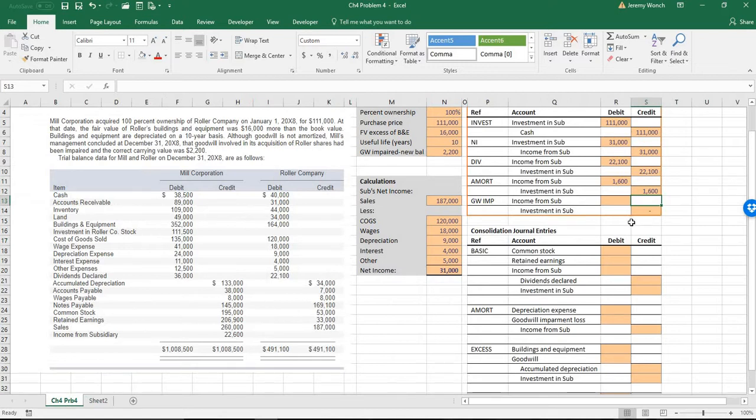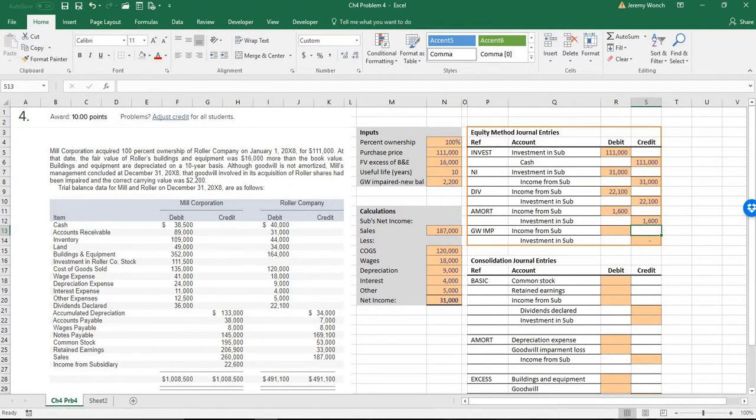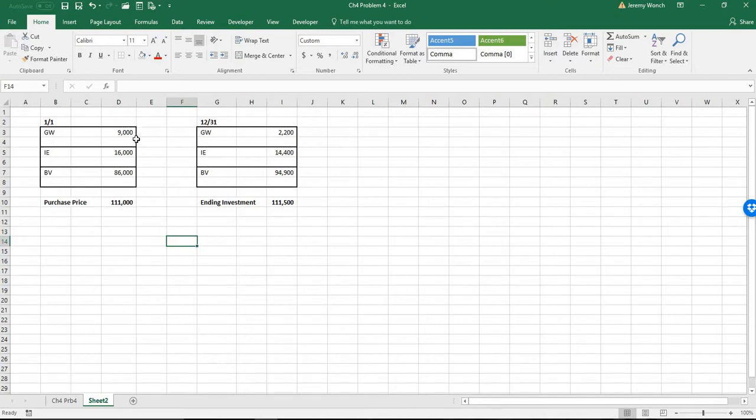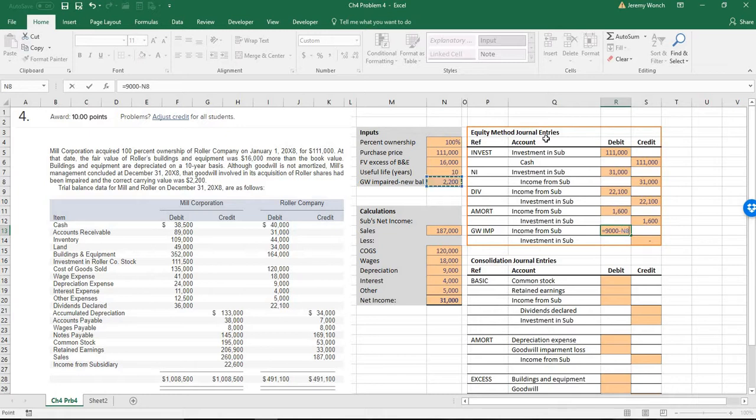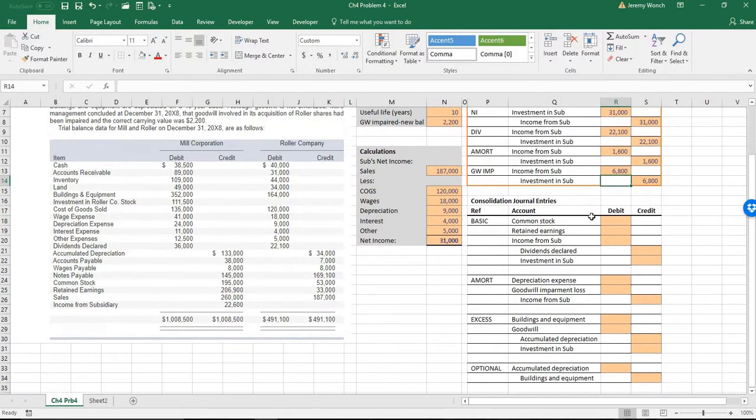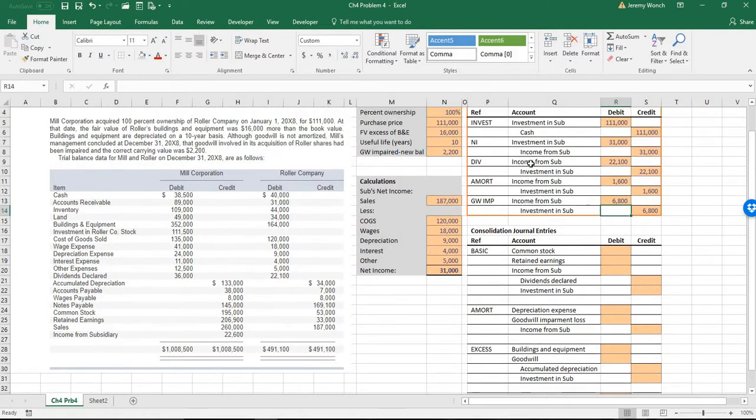Okay, let's go back to our equity method journal entry. And so we determined back here that goodwill was $9,000. So we need to book the adjustment here. So we had 9,000 and it got reduced to 2,200. So we have to adjust goodwill, and in the equity method journal entries, that's an adjustment to income and an adjustment to the investment in the subsidiary of 6,800. So okay, the book didn't ask for any of that, but I think there's a lot of important calculations that we have to do here in order to get our consolidation journal entries down here.